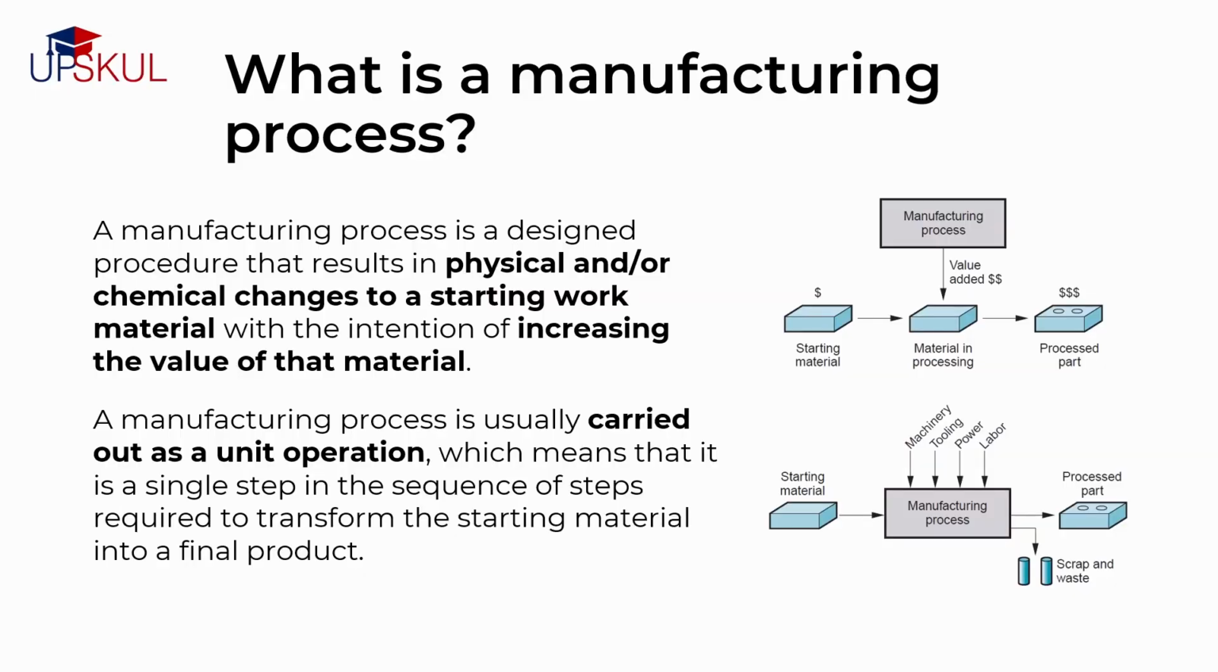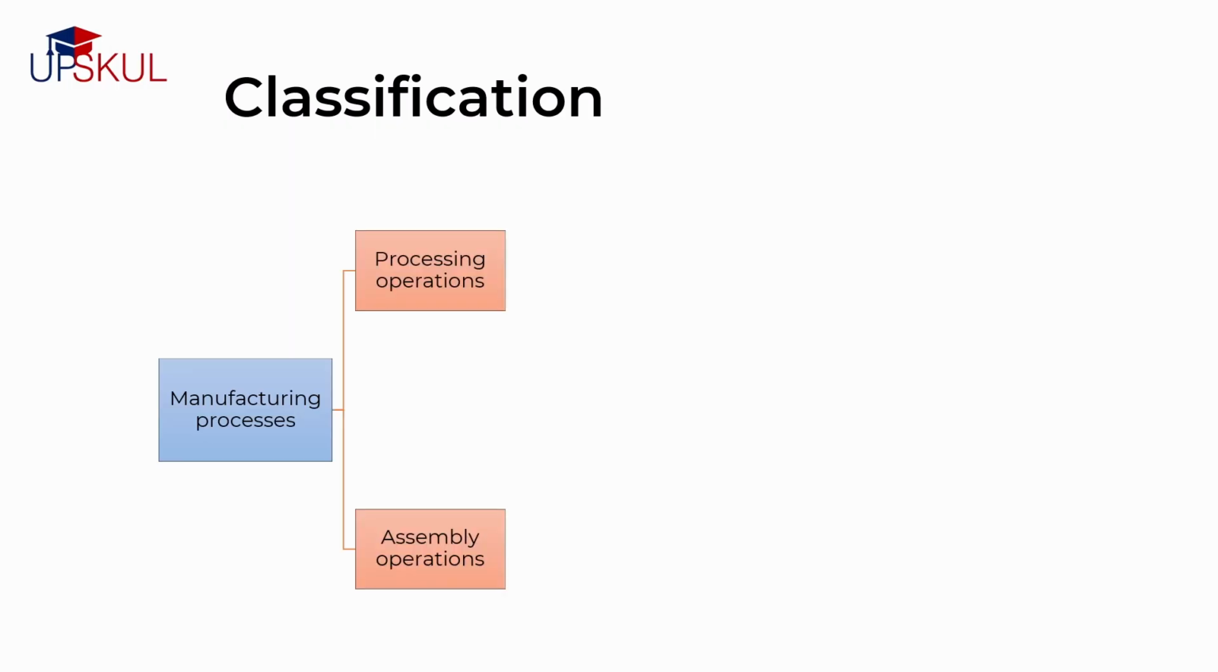Manufacturing operations can be divided into two basic types. First is processing operations and second is assembly operations.